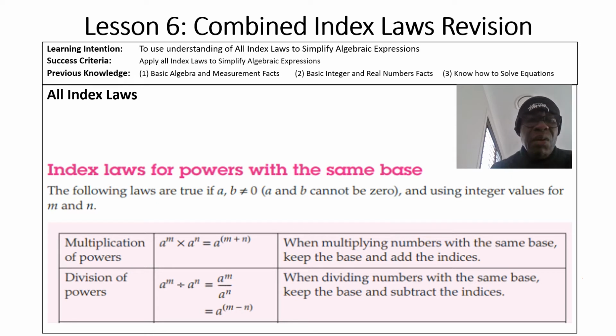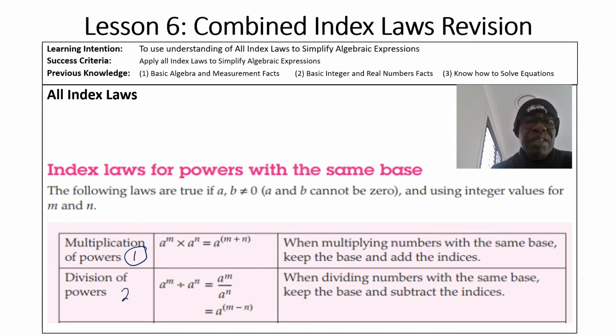So the first law is the multiplication of powers. If I have A to the power of M times A to the power of N, then we simply add the powers if we are multiplying our bases together.